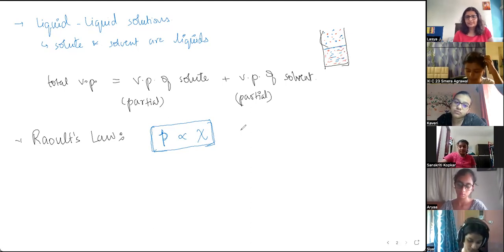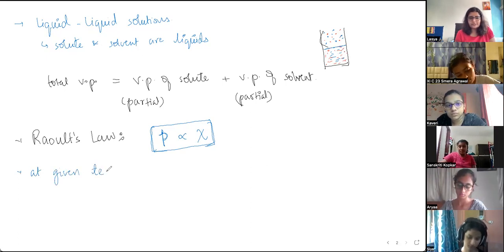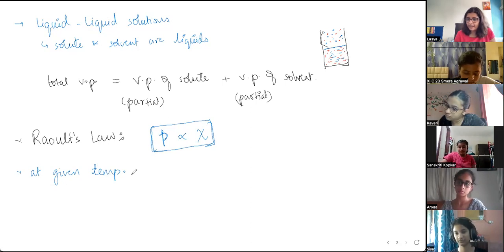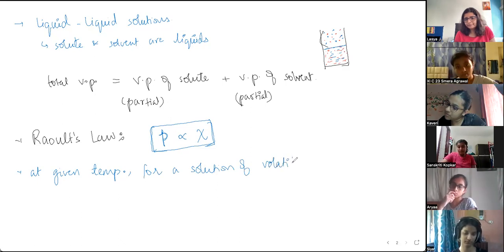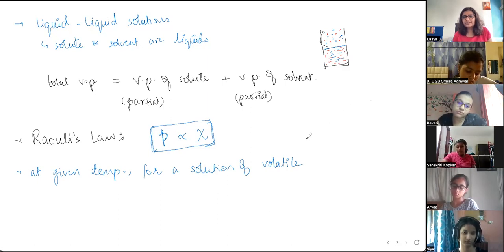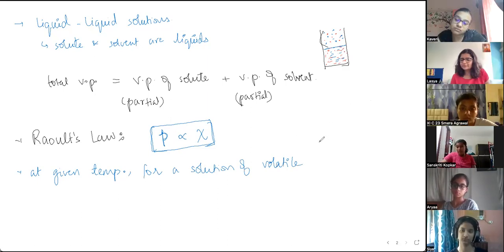That's what he says. So Raoult's law statement is, at a given temperature, and again, we always consider the temperature to be constant, because if temperature is variable, everything else changes. So at a given temperature, for a solution of volatile liquids. Again, if the liquids are not volatile, if they don't evaporate easily, then there's no question of talking about partial vapor pressures and all that.